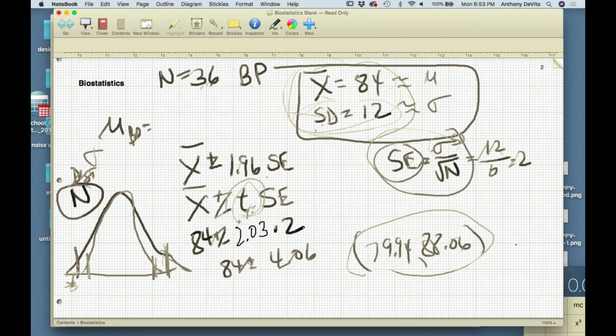Okay? And I need to use the t-value. Why do I need to use the t-value? Because I don't know what sigma is. If I knew what sigma was, I could use the z-score. Since I don't know what sigma is, I've got to use the t-value.